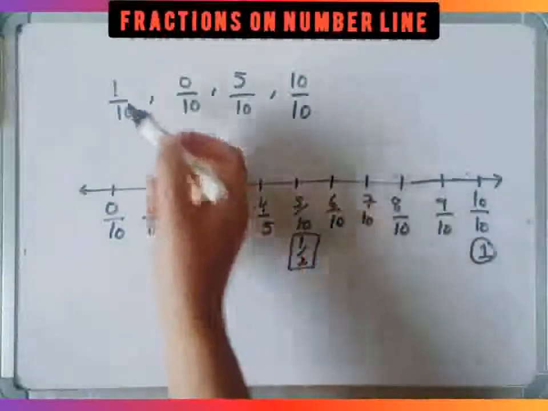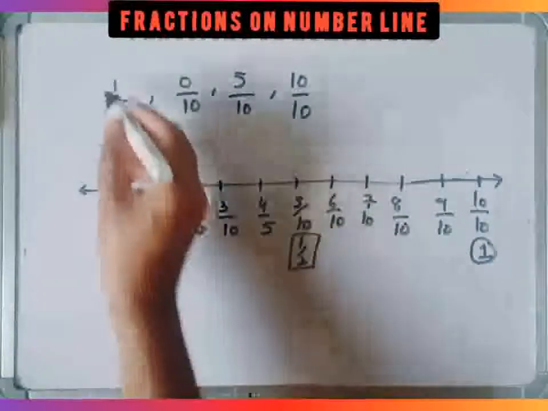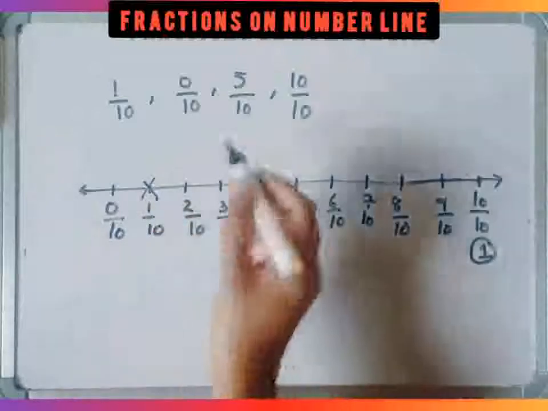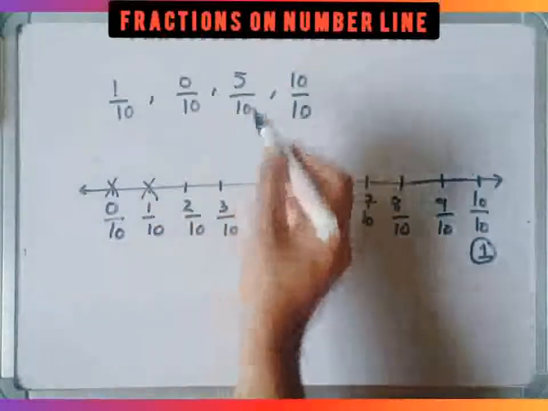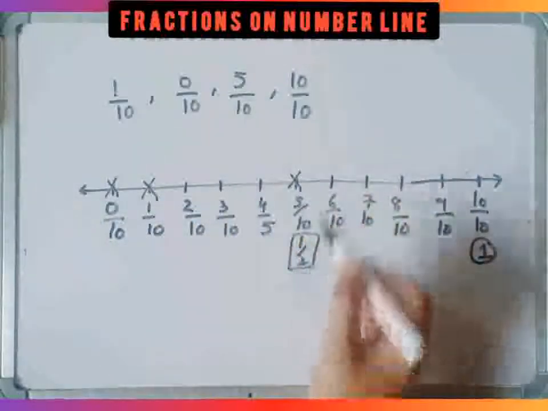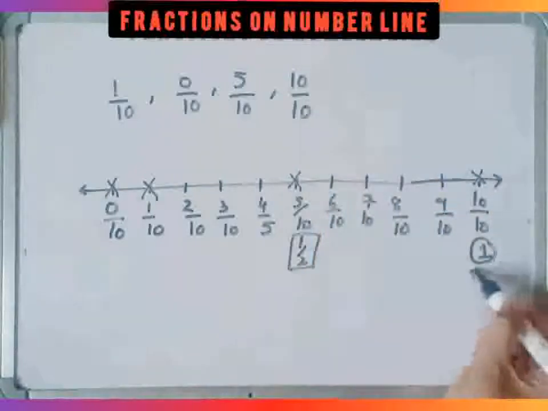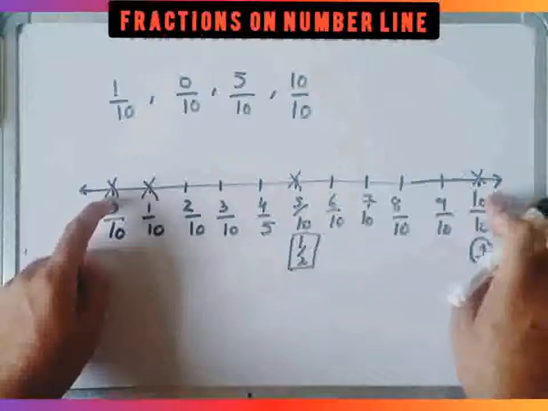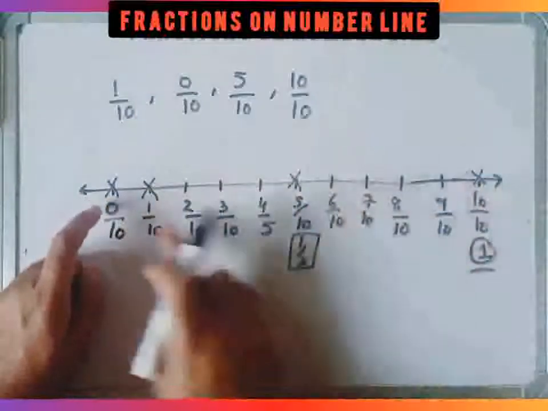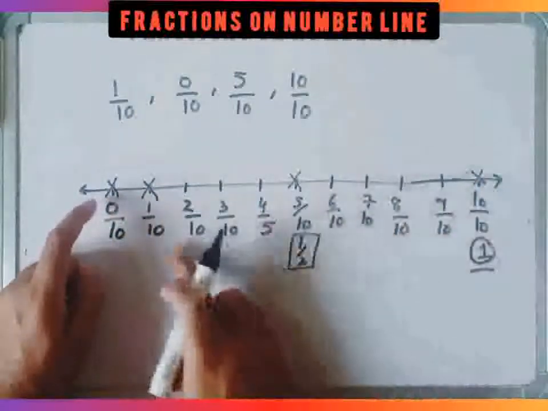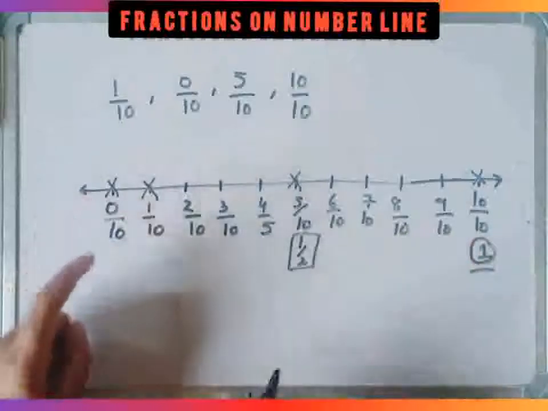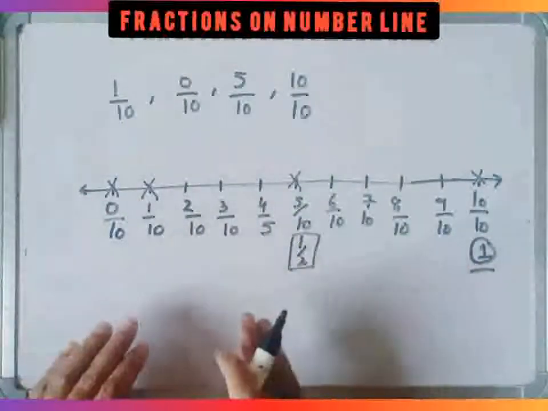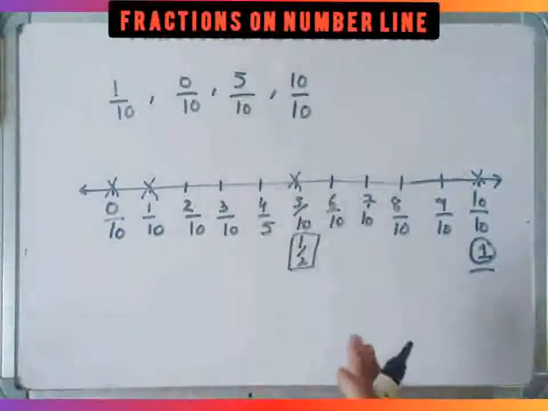So if you look here, this is the required number, 1 by 10, 0 by 10 here, then 5 by 10 here, that means 1/2. 10 by 10 means here, that means 1 whole, from 0 to 1. This is 1 whole, and we have divided this 1 whole into 10 equal parts. This is how we can represent these fractions on the number line.